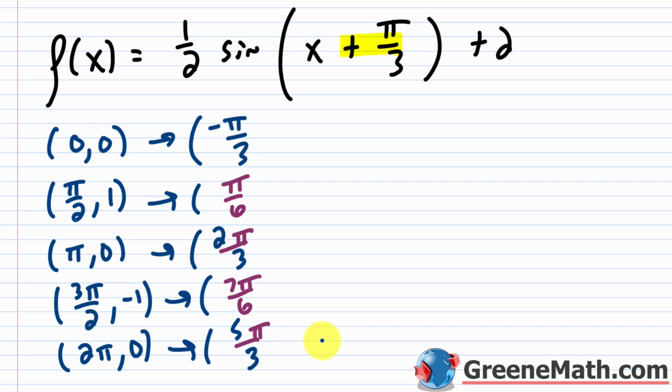The other way you could have done this, we only have one thing we're doing to x. We need to subtract away pi over 3. So if you're using that method, you're working off of these values only. So 0 minus pi over 3, negative pi over 3.